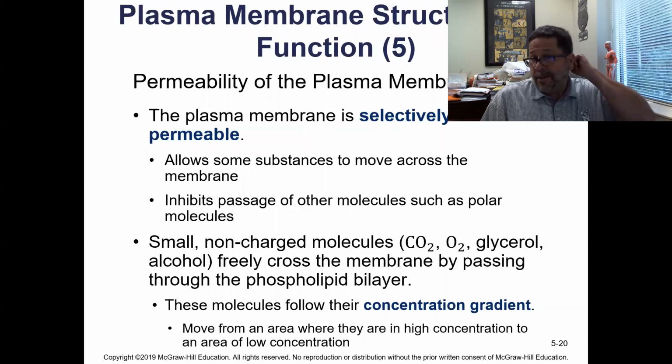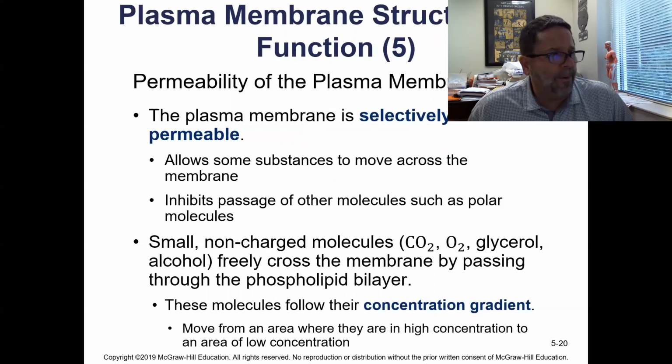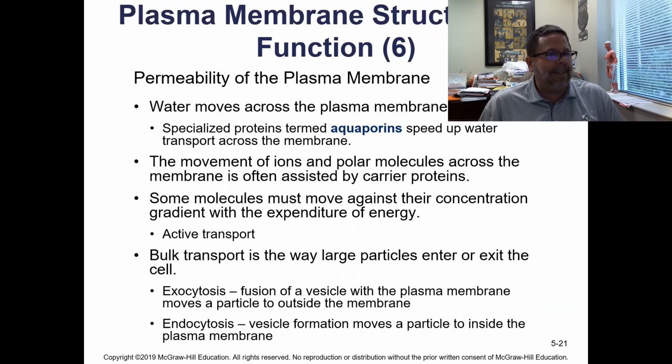Now, the second part of this chapter is talking about the cell membrane being selectively permeable. And what that means is some things, like carbon dioxide, oxygen, glycerol, and alcohol, can freely move through the cell membrane, but other things that are charged or large molecules cannot enter and leave the cell easily. Now, water has special pores called aquaporins that allow water to move real quickly, and we'll talk about that. And so we're going to talk about how things can do that.